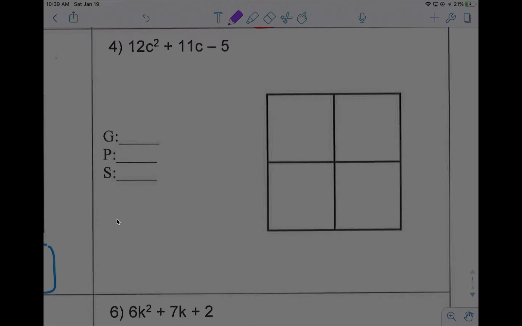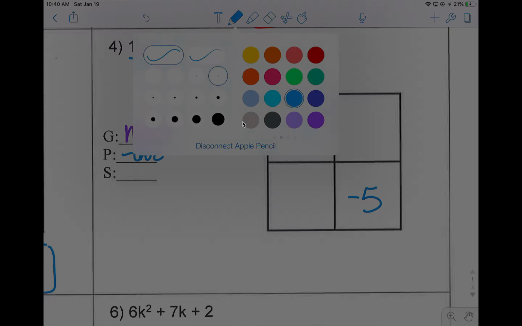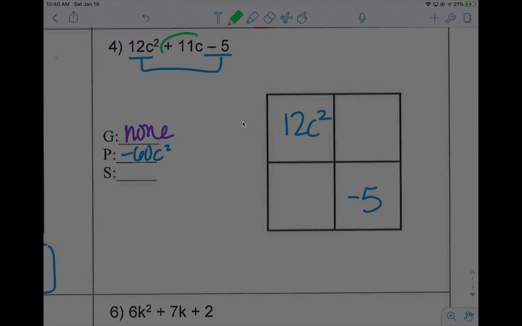Problem 4, 11 and 5 are both prime, so there are no GCFs. So I write first and last term in my box and multiply them for my product. If you notice, I'm saying these terms as I'm writing them, and then I multiply to get my product. My sum is in the center, so 11c follows through.